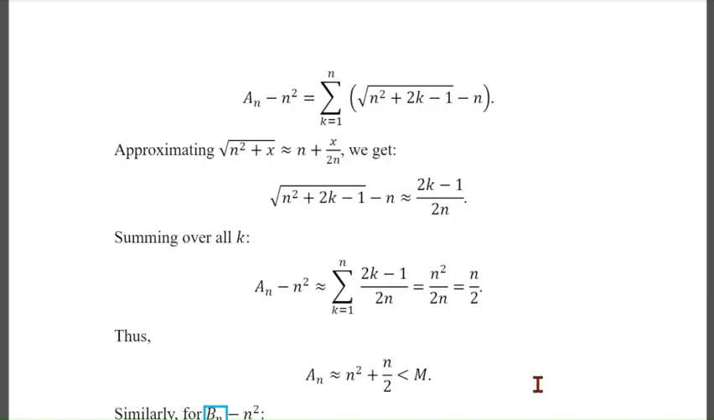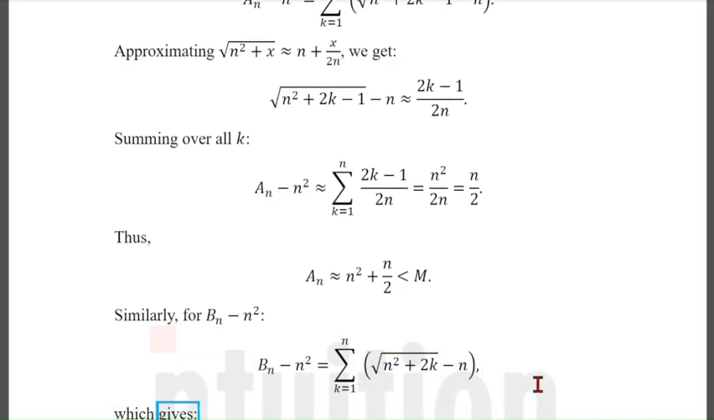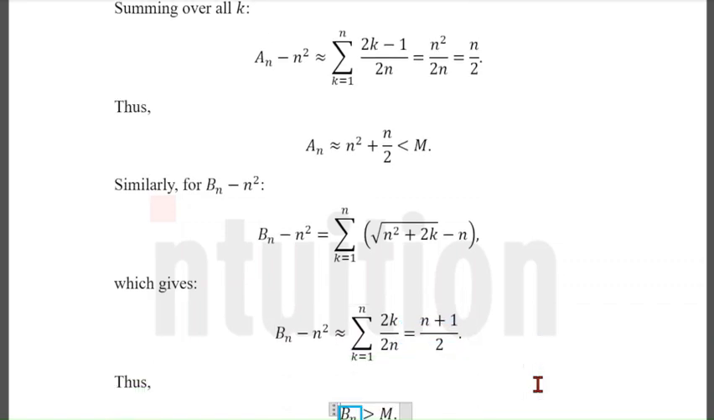Similarly for B_n minus n. B_n minus n equals the sum from k equals 1 to n of (√(n²+2k)/n minus 1), which gives B_n minus n approximately the sum from k equals 1 to n of 2k/(2n), which equals (n plus 1) n over 2n. Thus, B_n is greater than M.